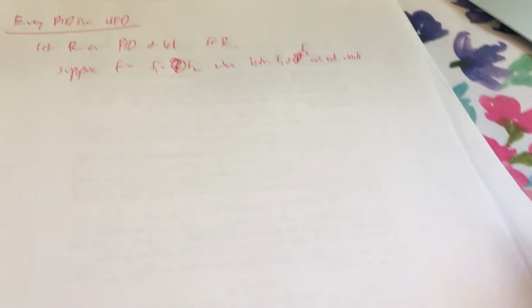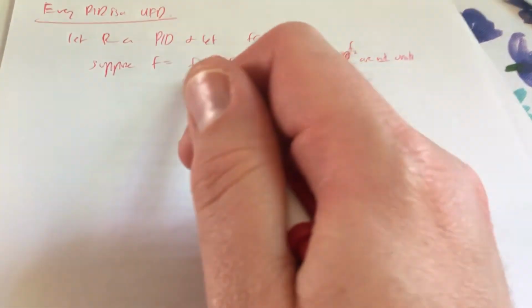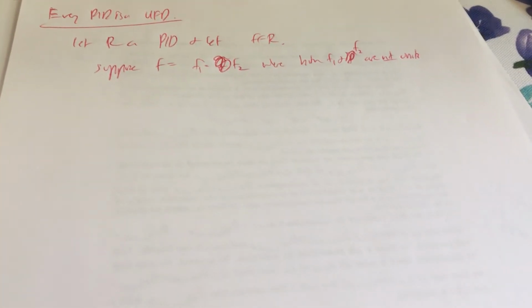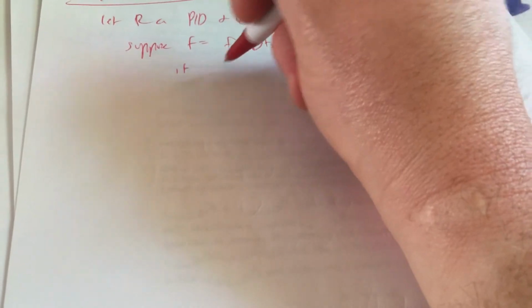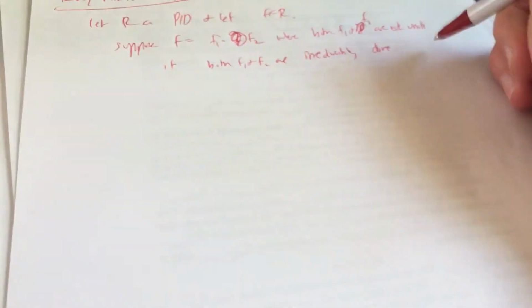That was stupid. I should call them F1 times F2 to keep the parity here. Okay, where both F1 and F2 are not units. Then you can look at these and ask, can they be factored or not? And if one of them can be factored, then you can keep going. So if both F1 and F2 are irreducible, if they can't be factored further, done.